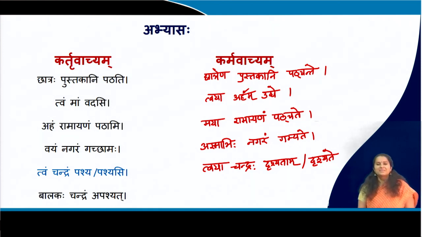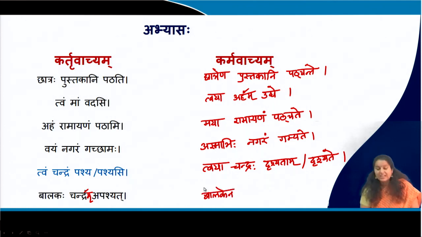Astu. Spashtamasti. So the moon is seen by you. Iti artha bhavati atra. So let's see what happens to the last sentence, which is Balakah Chandram Apashyat. Prathama becomes Tritya. So Balakena Chandram, Dvitiya becomes Prathama. So Chandraha and Apashyat will become Drishyata, because it has to be in the same kala. So the lang lakara here, and that is what you have here.